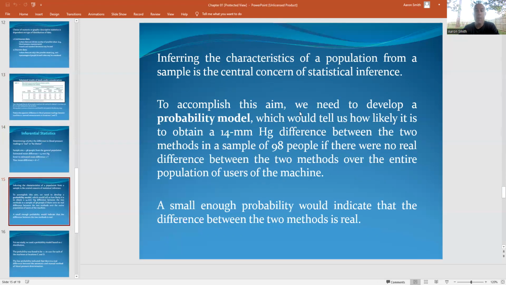To accomplish this aim, we need to develop a probability model which would tell us how likely it is to obtain a 14 millimeters of mercury difference between the two methods in a sample of 98 people if there were no real difference between the two machines over the entire population of users in the machine. A small enough probability would indicate that the difference between the two methods is real. Okay, so our idea here is that we're going to use probability to measure what's going on.